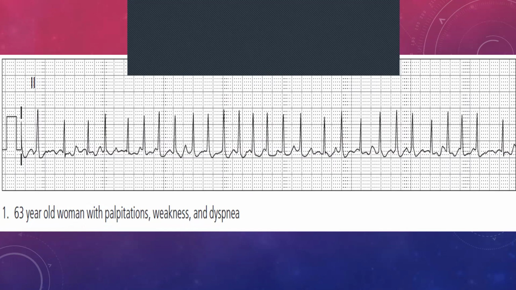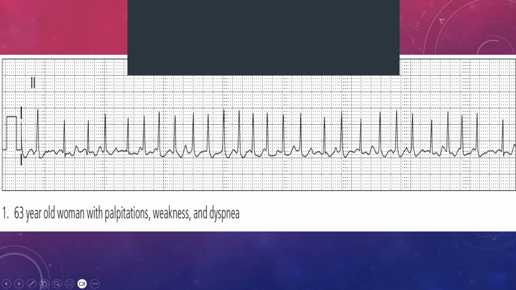So this won't take us very long. It's a relatively short topic, but one that a lot of people seem to have a bit of problems with. So hopefully it's something that people will be able to pick up on. So what we have here is the history of the patient, right? So we have a 63-year-old patient who is presenting with palpitations, weakness, and dyspnea.